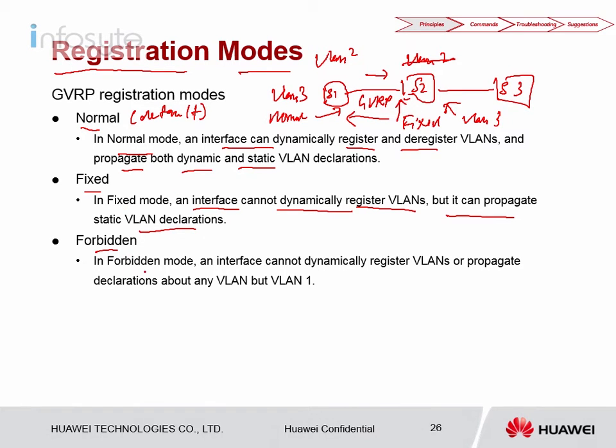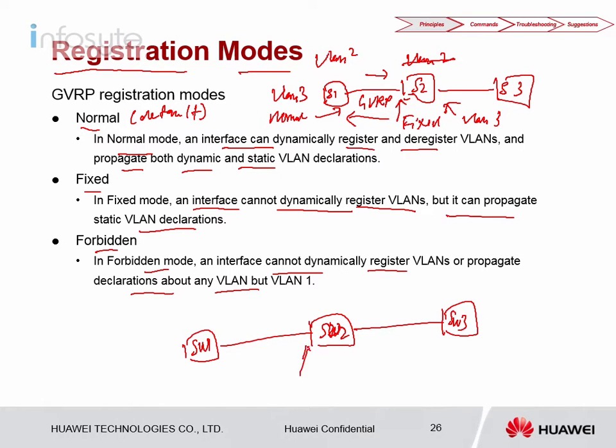Whereas in forbidden mode, an interface cannot dynamically register VLAN or propagate information about any VLAN but VLAN 1. Which means that if I have switch number 1 connected to switch number 2, and connected to switch number 3. So assuming that this here I'm going to configure as forbidden. And if I'm going to create a VLAN 2 and send it to here, this switch will not create VLAN 2. No VLAN 2 will be accessed over here. Neither will it propagate. And even if I'm going to create a static VLAN, let's say VLAN 3, this information will not be sent to switch number 1 either.